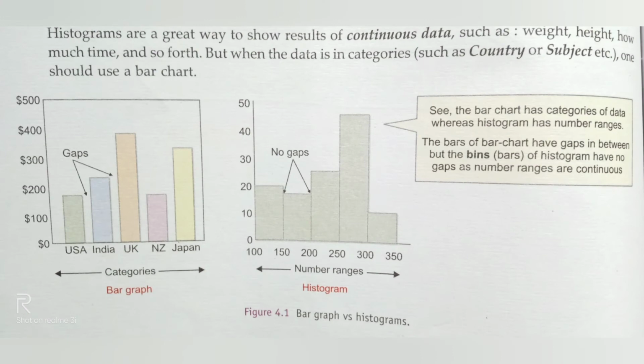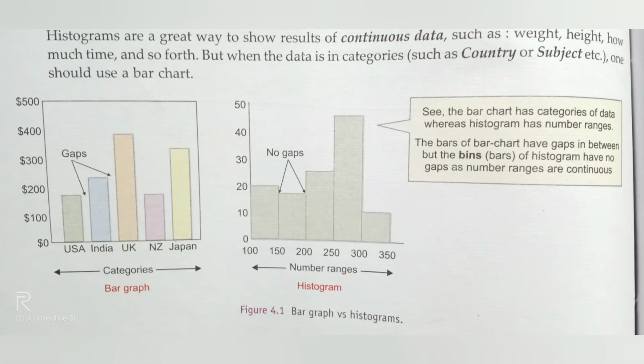Next, let us have a look at histograms. A histogram is a summarization tool for discrete or continuous data. So whenever we want to show results of continuous data, we can use histograms. For example, plotting of weight, height, or time, we can use histograms. But when the data is in categories such as country or subject, then we can use a bar chart.